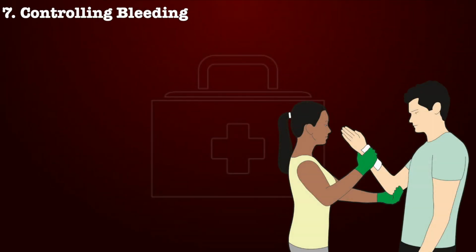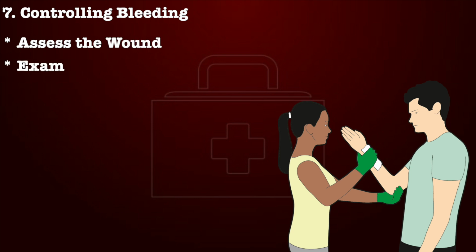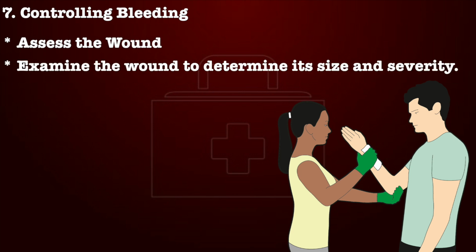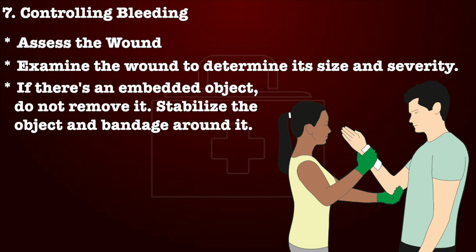Bleeding can range from minor scrapes and cuts to more severe injuries. Properly controlling bleeding is essential to prevent infection and minimize blood loss. In this topic, our first step is to assess the wound. Examine the wound to determine its size and severity. If there is an embedded object, do not remove it. Stabilize the object and bandage around it.